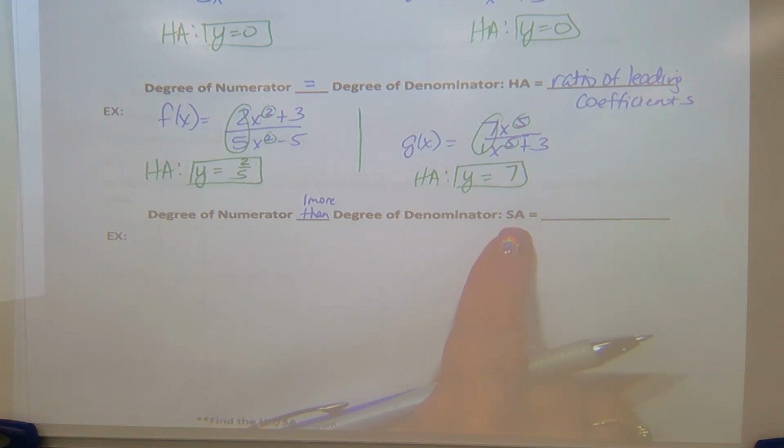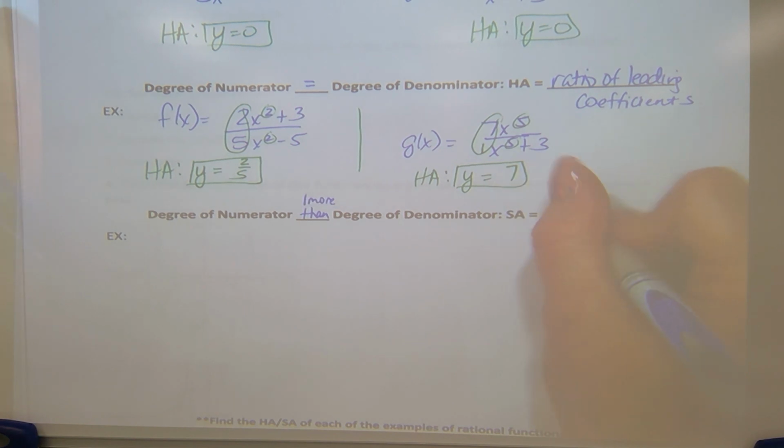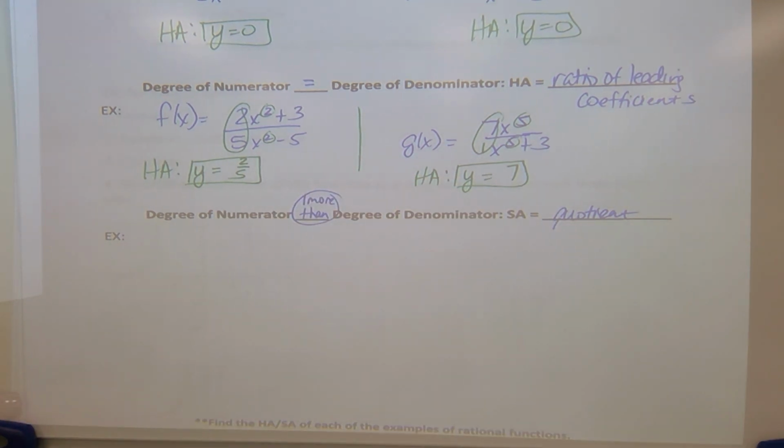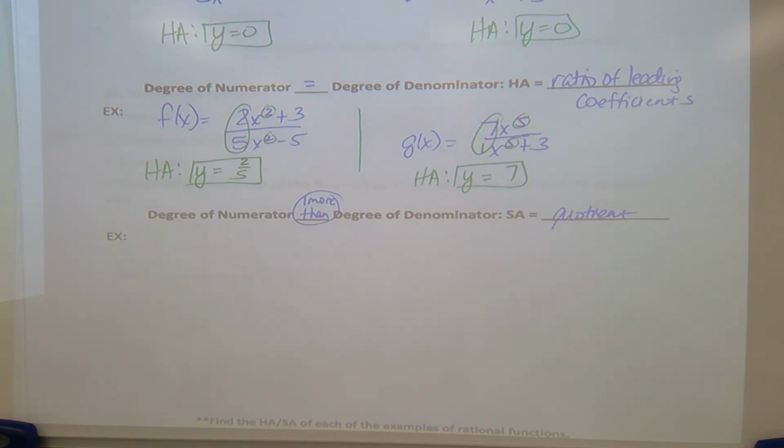When that happens, we have a slant asymptote. That slant asymptote is equal to the quotient. So I have to do my division. If the degree of the numerator is 1 more than the degree of the denominator, then I have a slant asymptote.